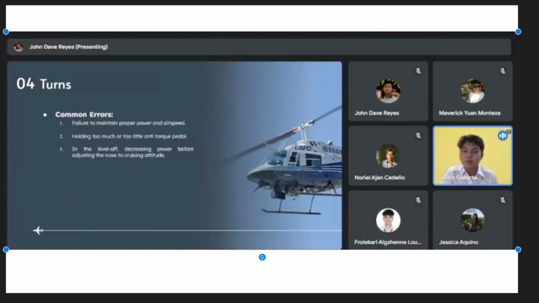Now, here are the common errors of a turn. First is failure to maintain proper power and airspeed. Second, holding too much or too little anti-torque pedal. Lastly, we have in the level flight, decreasing power before adjusting the nose pitch attitude. Next slide.